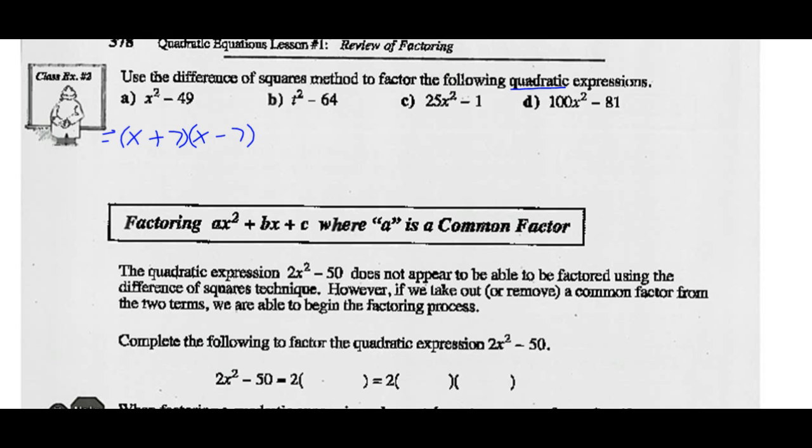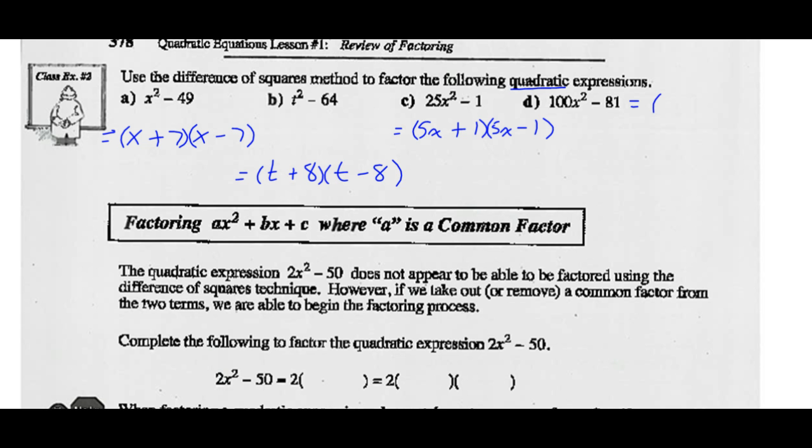t squared minus 64, make your two sets of brackets. Square root of t squared is t, square root of 64 is 8, make one positive, make one negative, and you factored t squared minus 64. 25x squared minus 1, are both these terms perfect squares? If so, you can factor as a difference of squares. Square root of 25x squared is 5x, put that in the front of each bracket. Square root of 1 is 1, put that in the back of each bracket. Make one positive and one negative, and you factored the difference of squares.